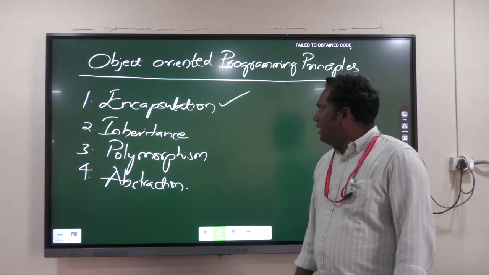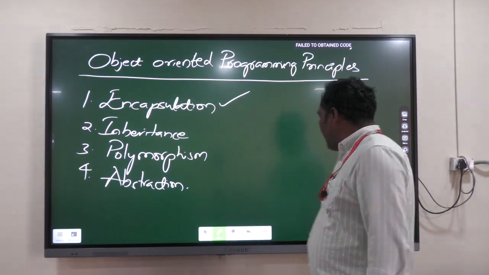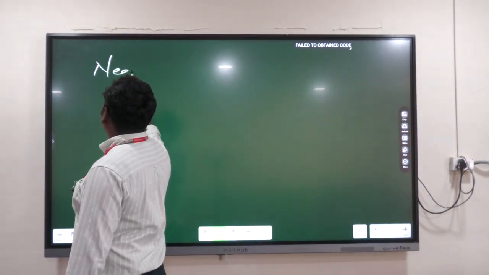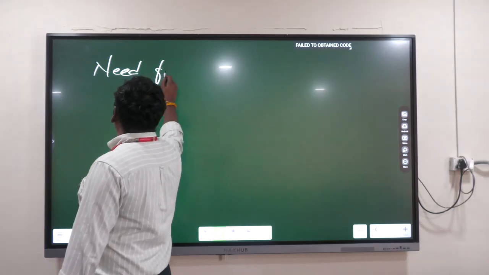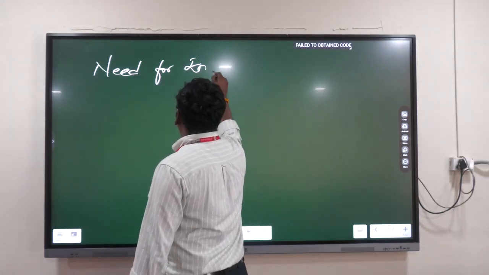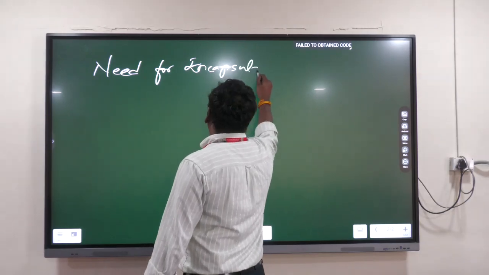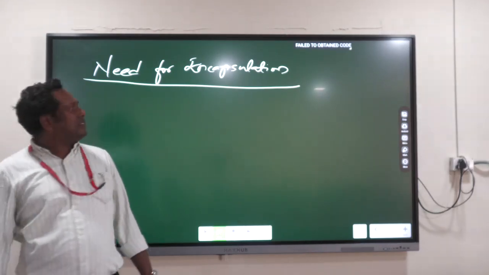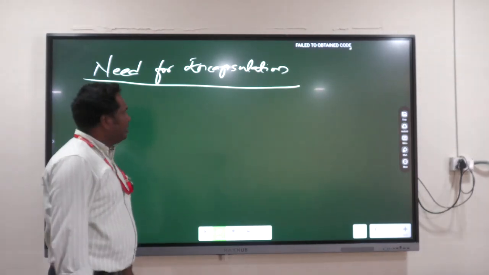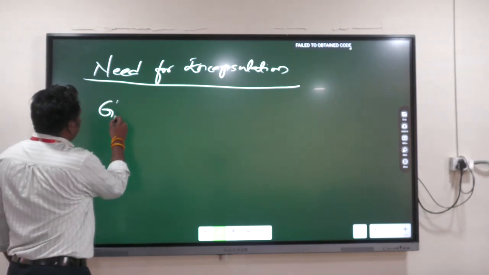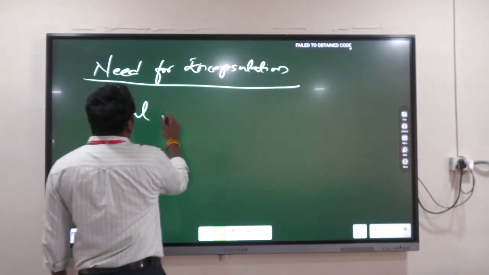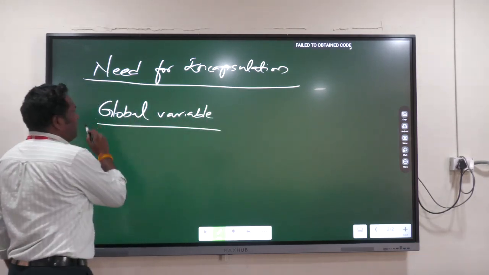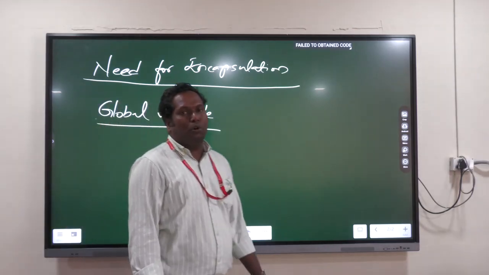So what's the first principle? Encapsulation. So, need for encapsulation. Let us discuss the need for encapsulation principle. Before we discuss the need for encapsulation, we should know about the need for global variable.